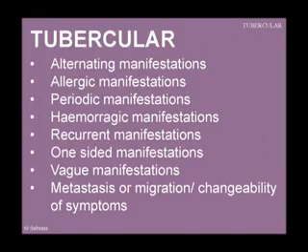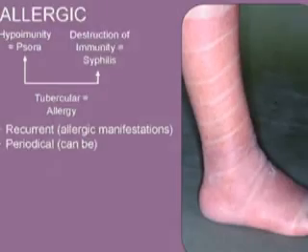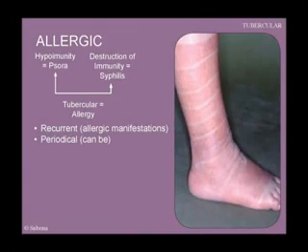In the tubercular miasm, three things I like to point out: allergic manifestation, periodic manifestation, and hemorrhage. These are tubercular miasm. In tubercular miasm, we have the allergy, all allergies. It could be a milk allergy of the child, or it could be a food allergy of the adult, or it could be an allergic bronchospasm. That's tubercular miasm.